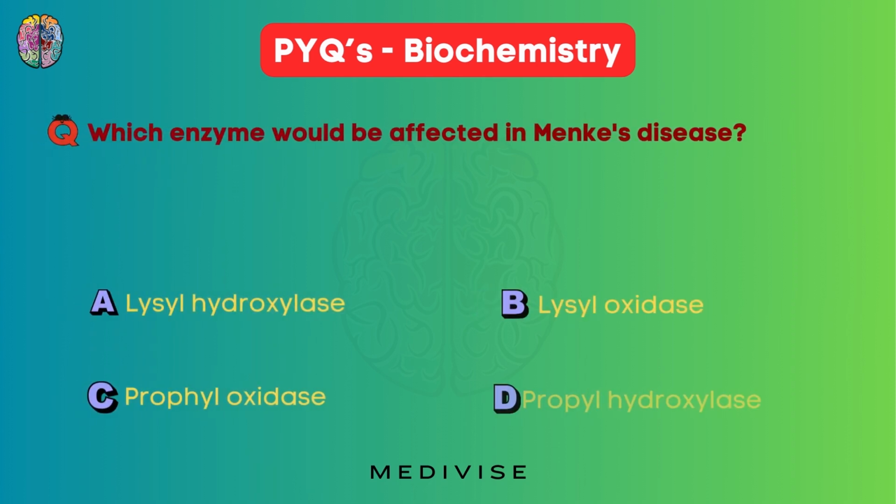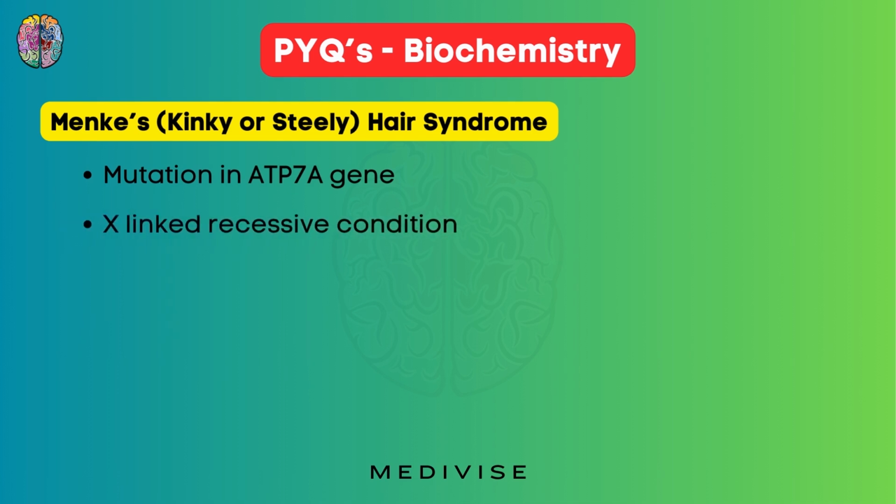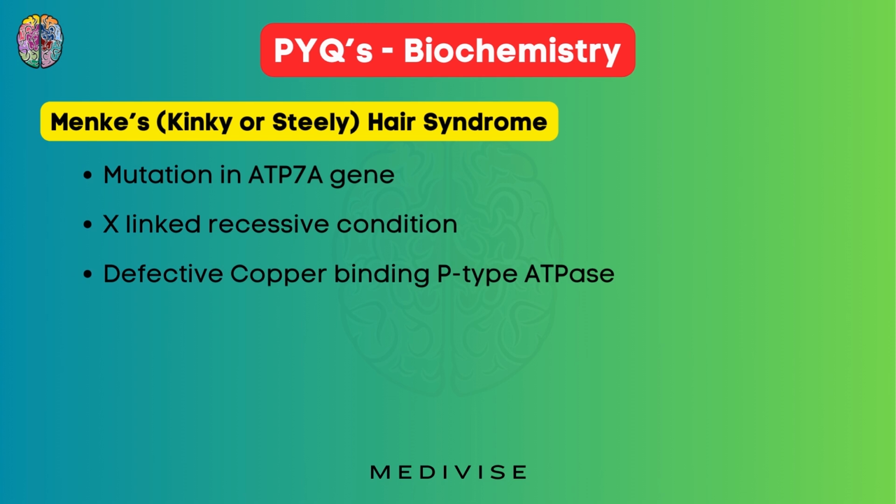Which enzyme would be affected in Menkes disease? Is it lysyl hydroxylase, lysyl oxidase, prolyl oxidase, or prolyl hydroxylase? So what exactly is Menkes disease? It is also known as kinky hair syndrome. In this disease, there is a mutation in the ATP7A gene. It is an X-linked recessive condition and there is a defect in the copper-binding P-type ATPase.